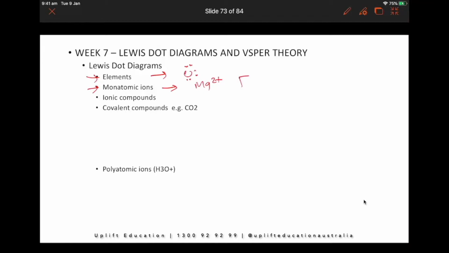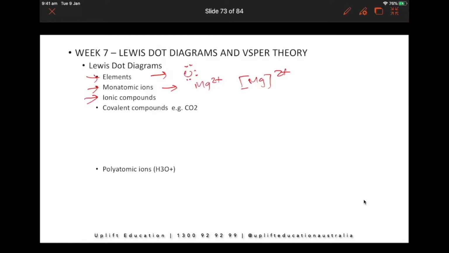So if we're drawing that as a Lewis dot diagram, since it's lost all its valence electrons, it has no valence electrons, so it has none of those dots. And then you need square brackets whenever you have a charge, and you just put that on the outside of the brackets. Then when you're looking at ionic compounds, that's just a combination of 2 different monatomic ions.